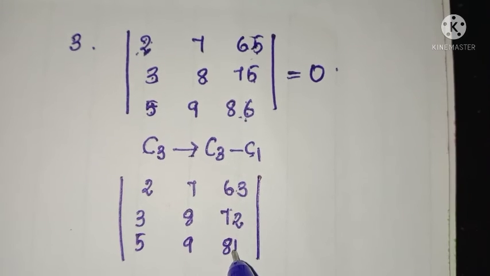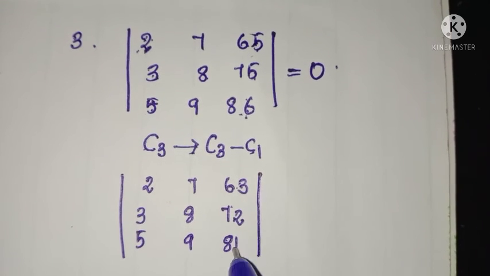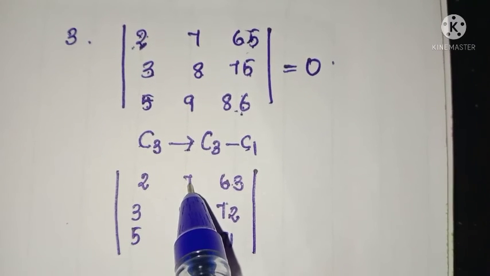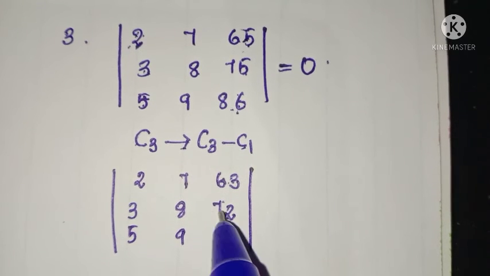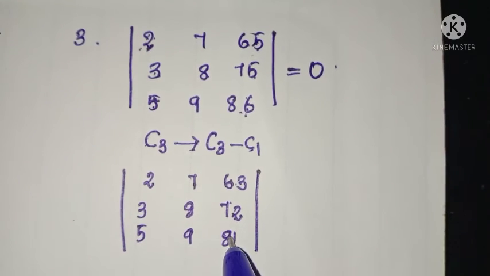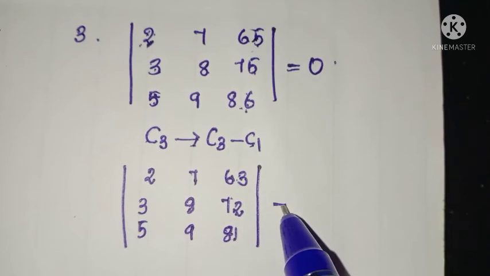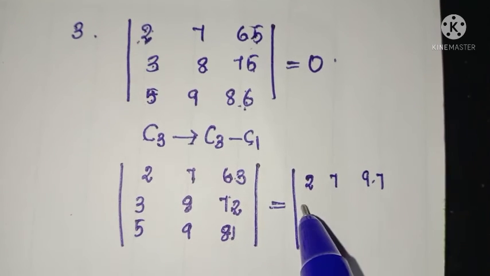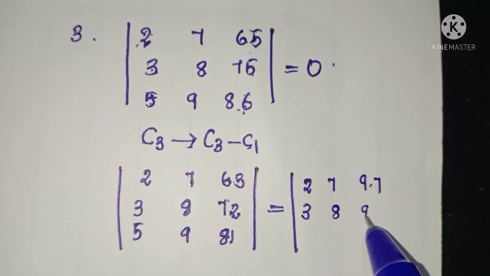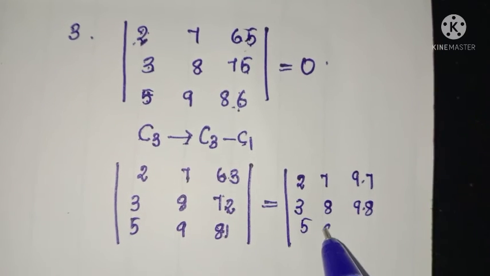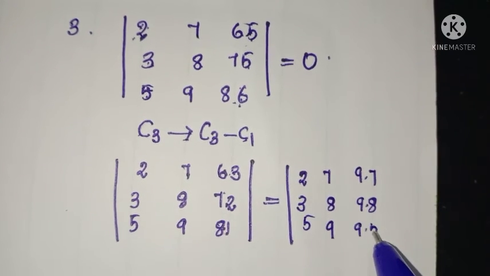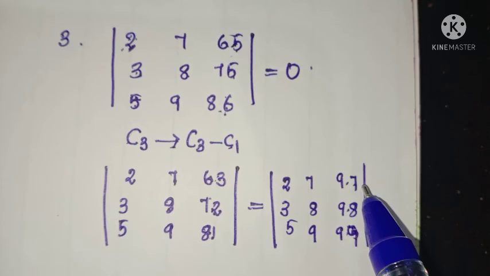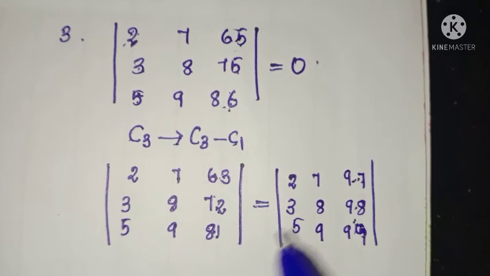Now look at these three elements: 63, 72, 81. Here 63 can be written as 9 into 7, isn't it? 72 can be written as 9 into 8, and 81 can be written as 9 into 9. So this is 2, 7, 9 into 7; 3, 8, 9 into 8; 5, 9, 9 into 9. So the third column is a multiple of a constant number 9.